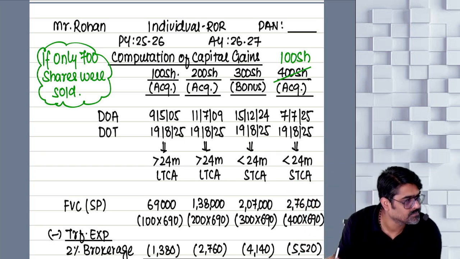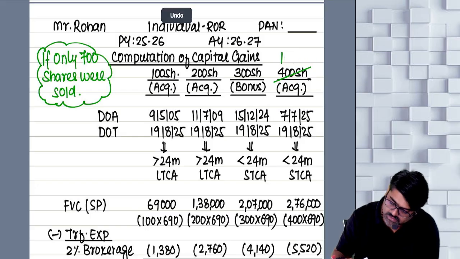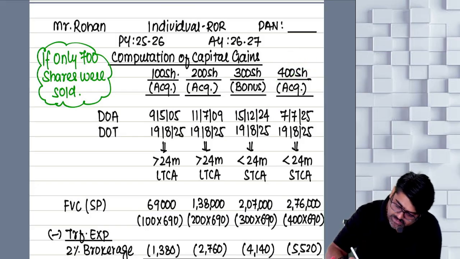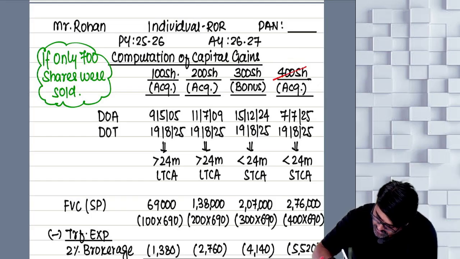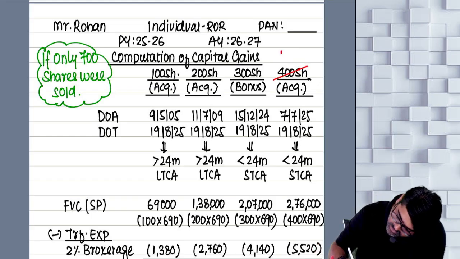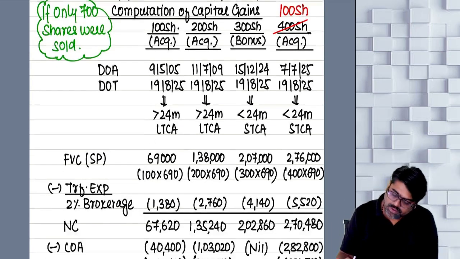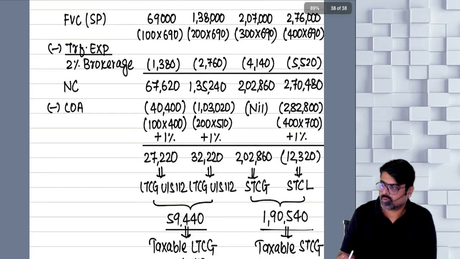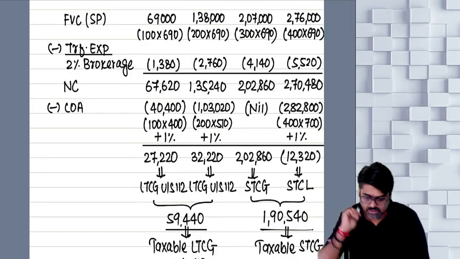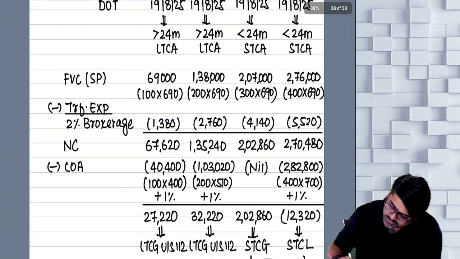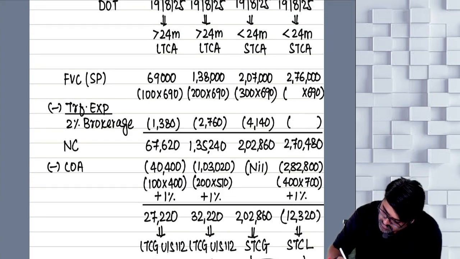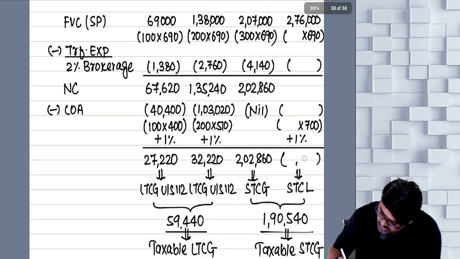Getting my point? Everyone, are you understanding what I am doing? Out of 400, only 100 shares are sold. So is that going to affect my calculation? Yes. Not in the first three cases, but only the last case. So in the last case, instead of 400 shares, now I will calculate for how many shares? 100 shares. Yes or no?